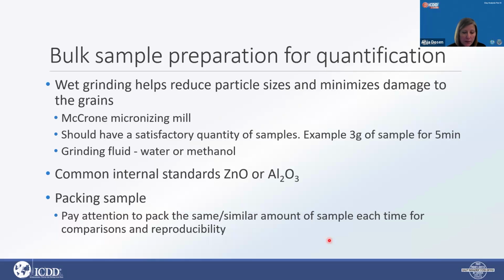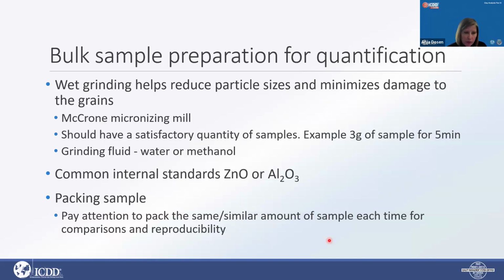And this is done in grinding fluid like methanol. That's very useful because it evaporates very quickly, but it can be water as well. So for example, if you use 3 grams of sample, you can micronize that for 5 minutes to homogenize the mineral grains. A common internal standard, zinc oxide, is used because it does not overlap with any of the major peaks in sedimentary samples usually, or soil samples.